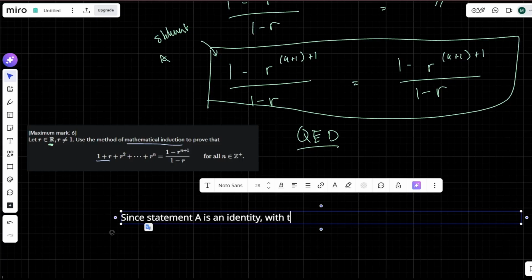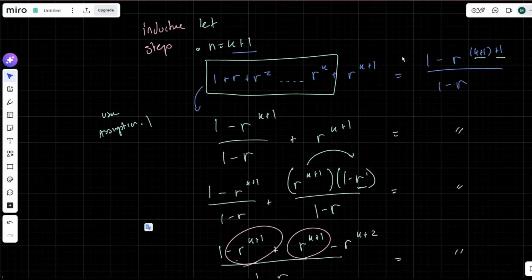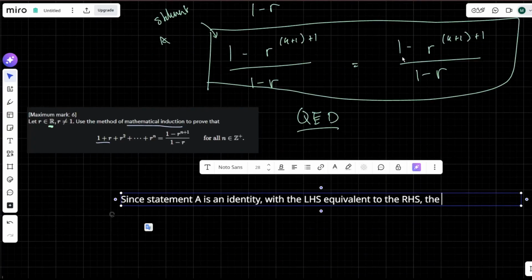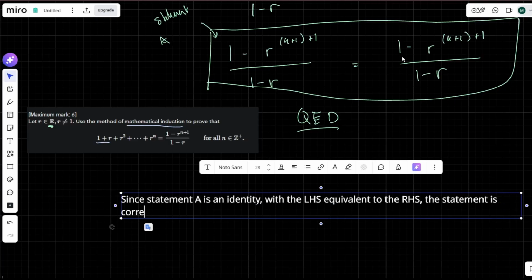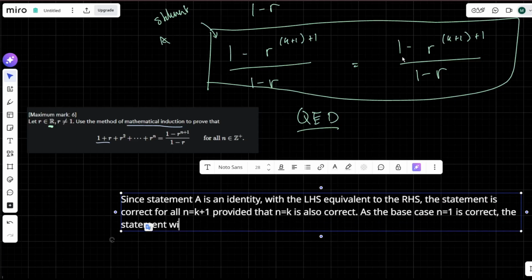with the left-hand side equivalent to the right-hand side, the original statement is correct for all n equals k plus 1, provided that n equals k is also correct. Assuming the base case n equals 1 is correct, the statement will be correct for all.